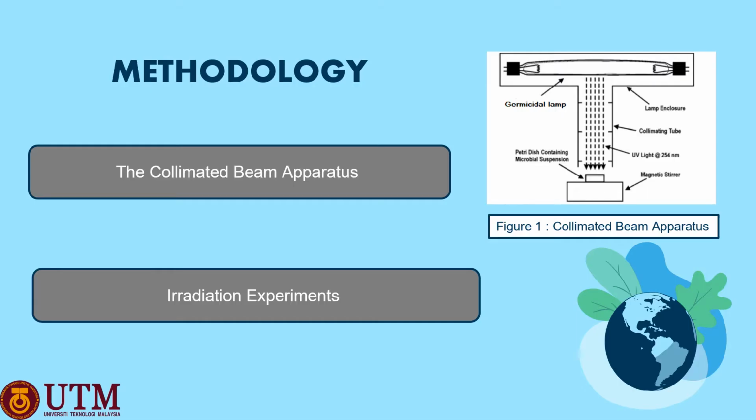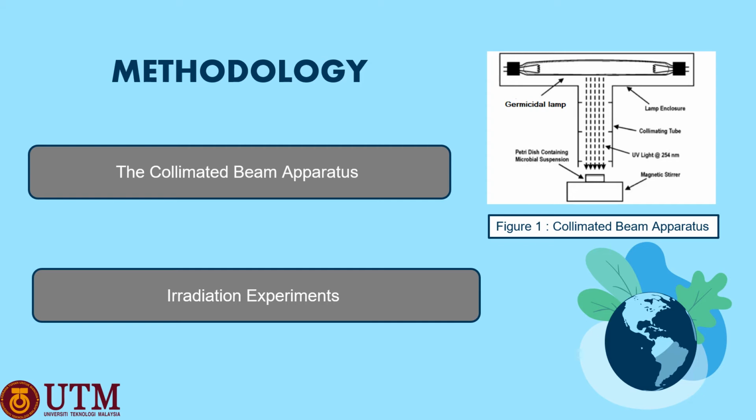The first part of the methodology for this project is the collimated beam apparatus setup and irradiation experiment. The experimental work we conducted used a bench scale collimated beam apparatus that works in a batch flow to irradiate the samples in the study. This apparatus contains an interchangeable low-pressure UV germicidal lamp emitting monochromatic UV radiation at 253 nanometers.